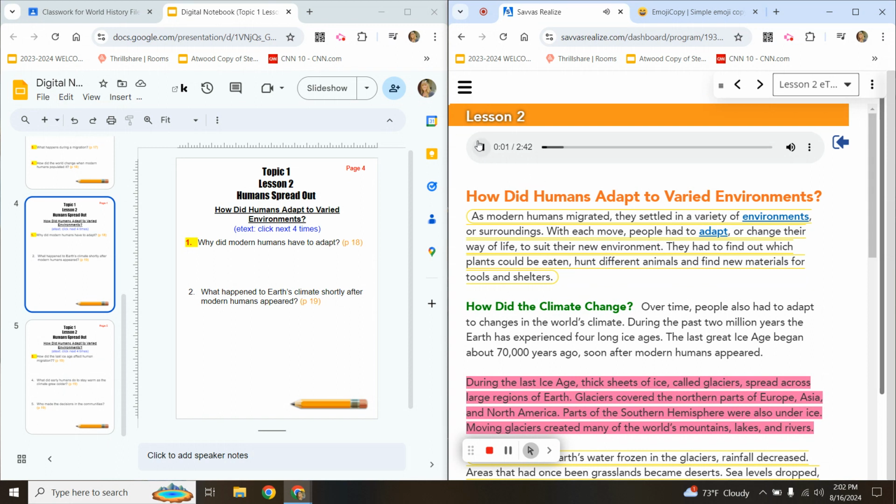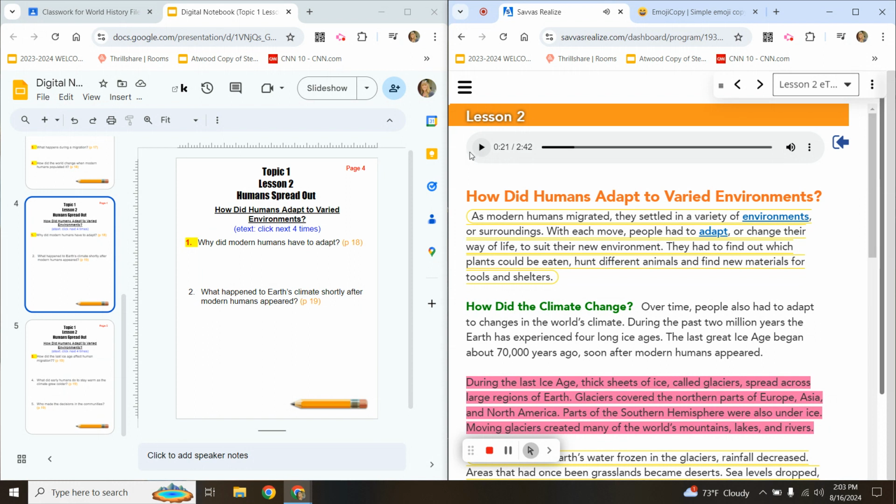How did humans adapt to varied environments? As modern humans migrated, they settled in a variety of environments or surroundings. With each move, people had to adapt or change their way of life to suit their new environment. They had to find out which plants could be eaten, hunt different animals, and find new materials for tools and shelters.